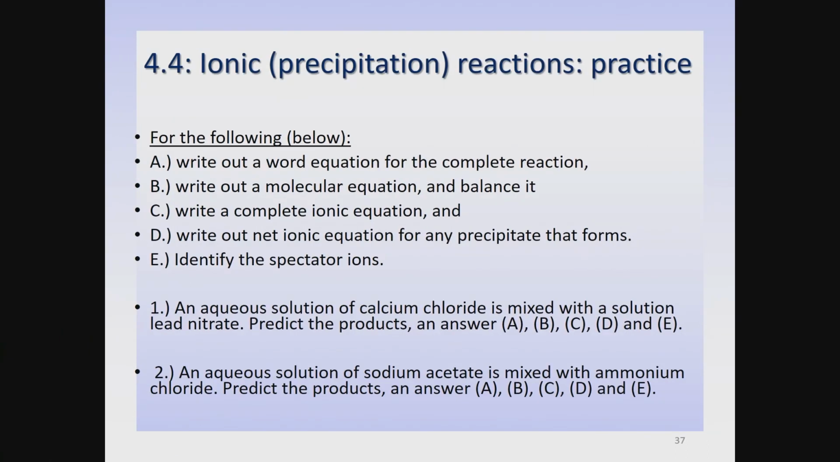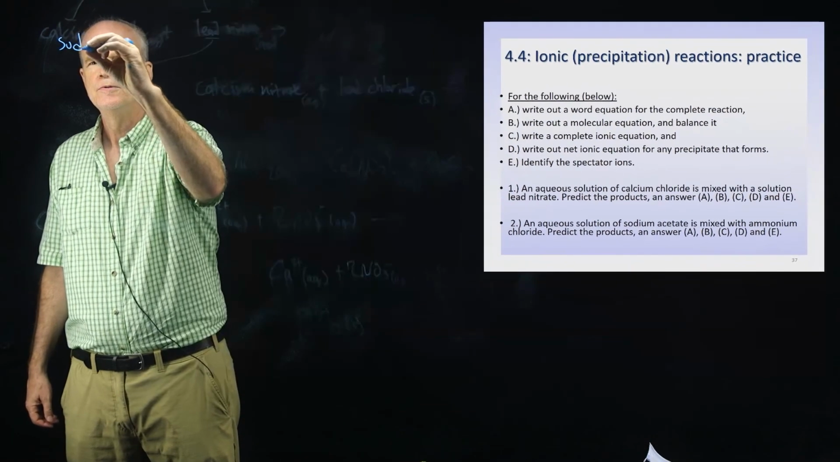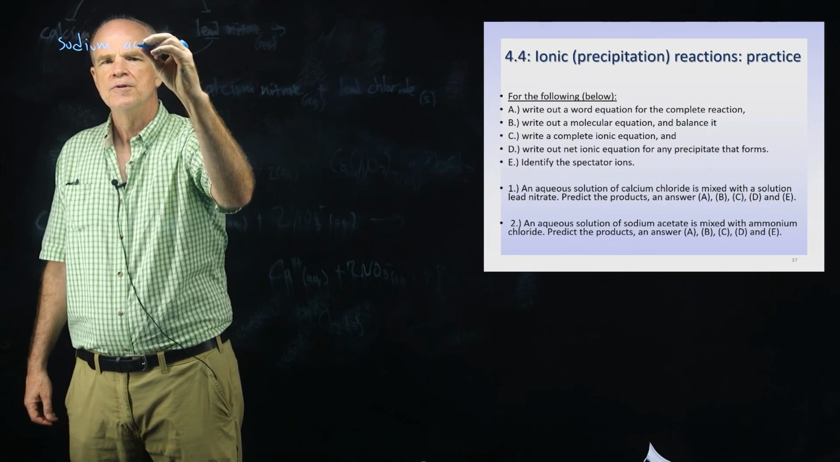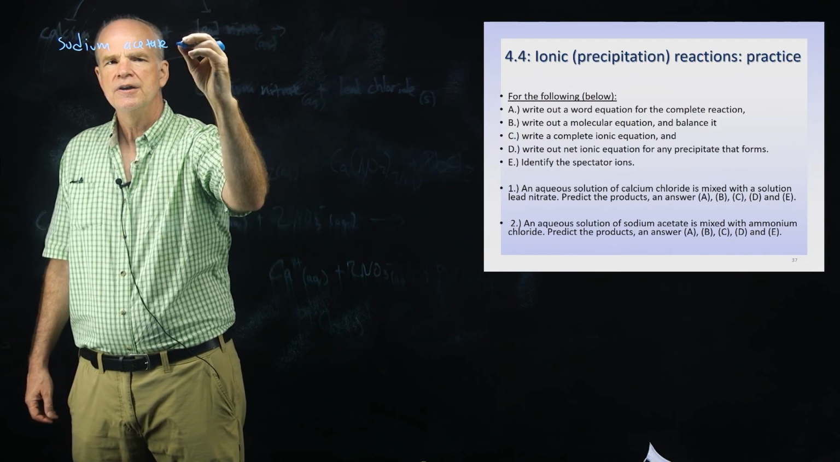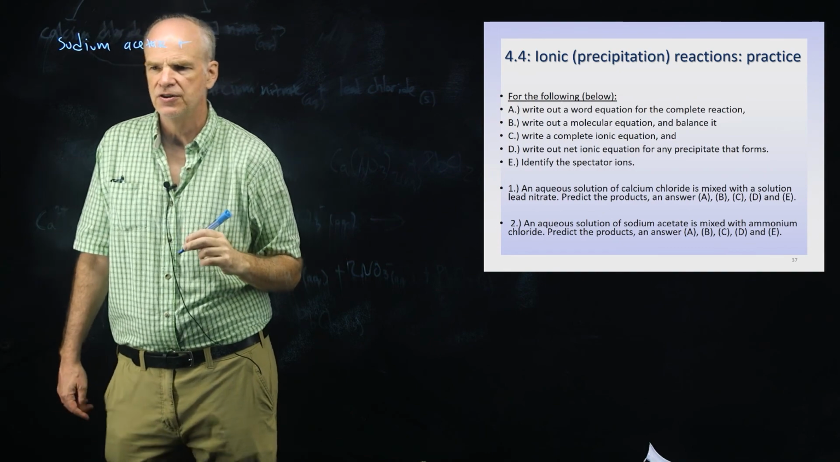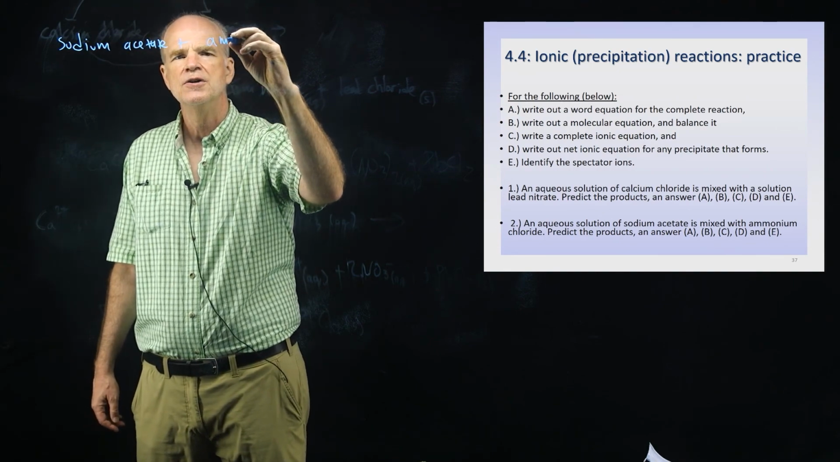Okay, let's try the next one. So an aqueous solution of sodium acetate is mixed with ammonium chloride. Predict the products and answer A, B, C, D, and E above. Okay, so we have sodium acetate and it's mixed with, it looks like, ammonium chloride.